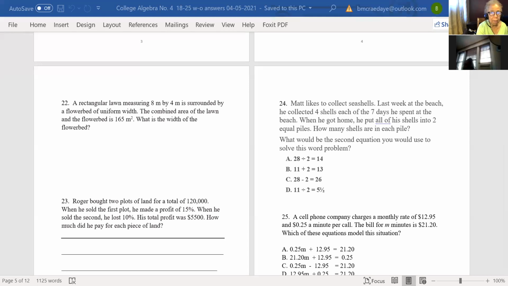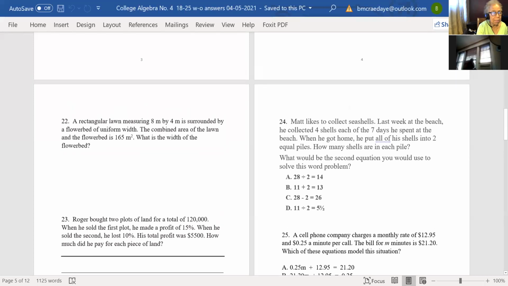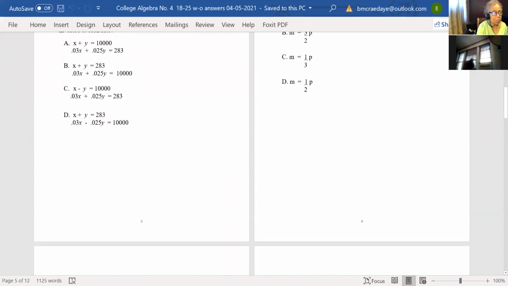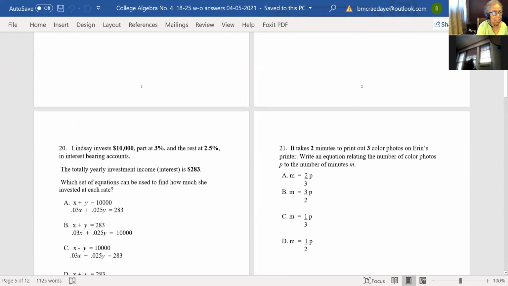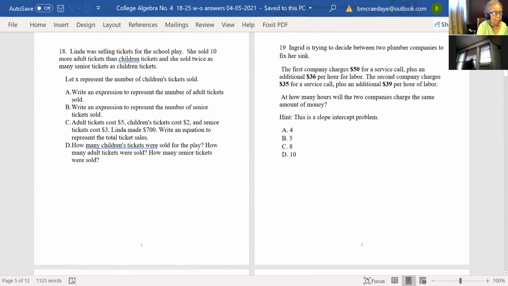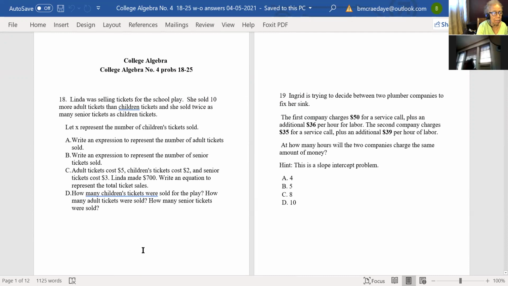All right. So let me share my screen. Go to college algebra number 4. Does everybody see the screen? Let me get to number 18. We did 18, but I think I gave you D to do, but I don't know if you did it. But let's just go through 18 again.